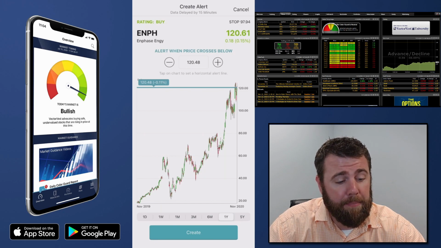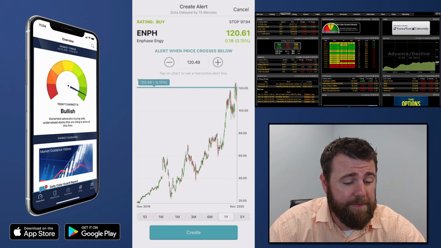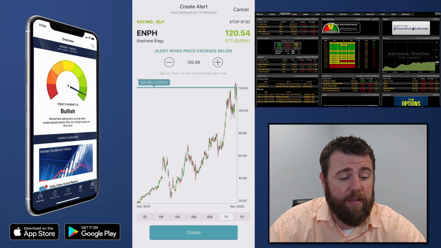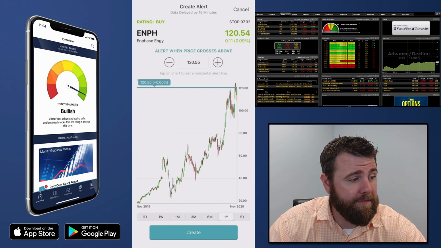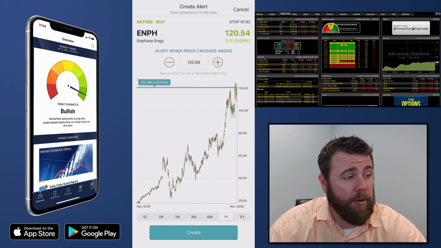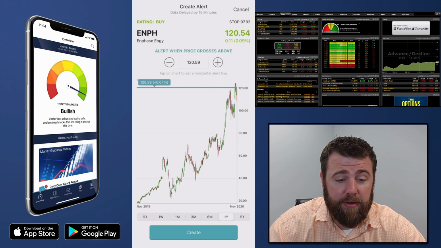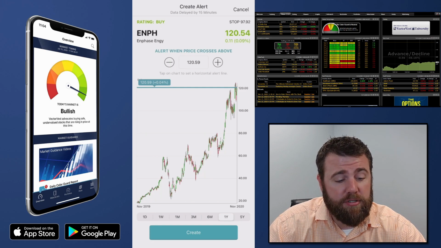We can use the plus or minus arrows at the top. And if the number there is below the current price of the stock, it'll say alert when crosses below. But if you go above, we'll just go ahead and move that up. As you can see, as we crossed above the current price, it now says crossed above. So these will now send you an alert.